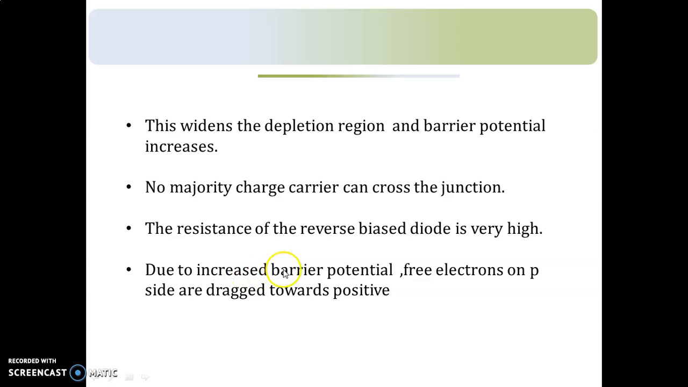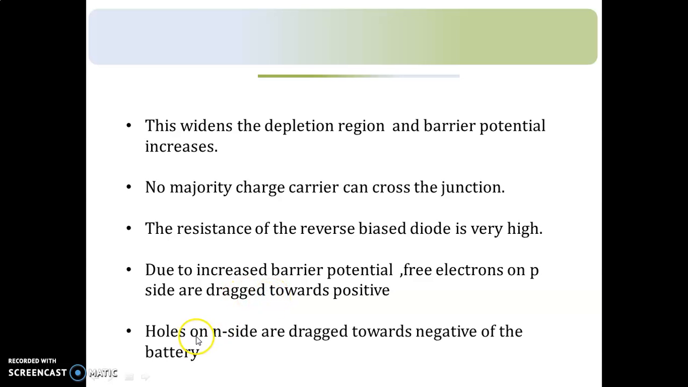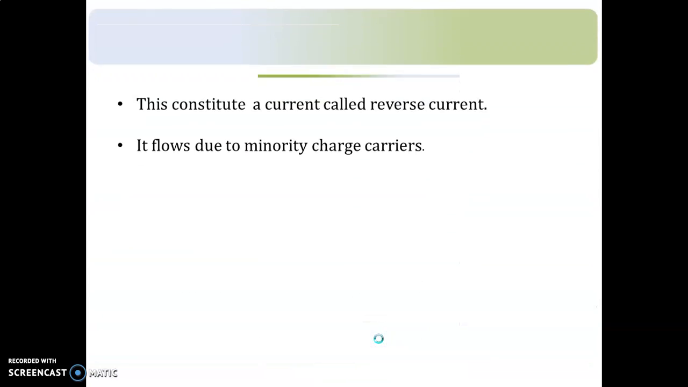Due to the increased barrier potential, the free electrons on P side are dragged towards the positive and the holes on the N side are dragged towards the negative terminal of the battery. This constitutes a current called as the reverse current and it flows due to the minority charge carriers.